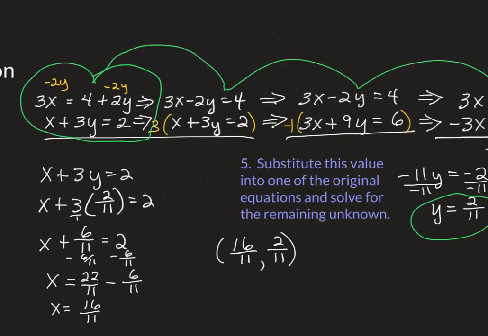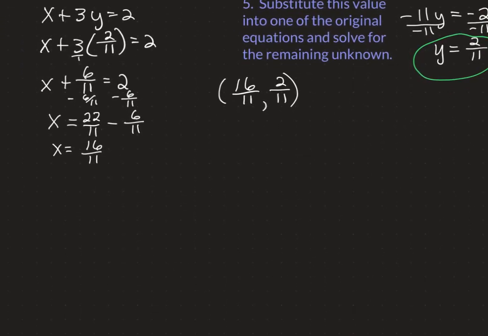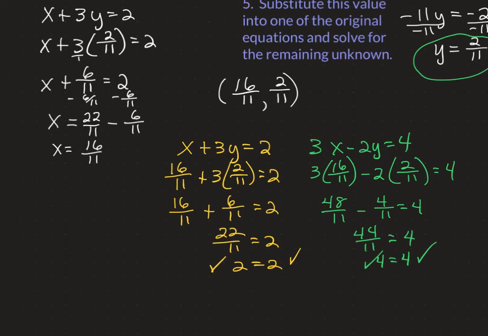All right, so let's check this. Remember, we have to check it in both equations. One of my equations was x plus 3y equals 2, and my other equation was 3x minus 2y equals 4. Let me make the substitutions, and there are my checks. You may pause the video and check my checks and let me know if I've made a mistake, but I do believe this is the correct solution to that system of equations.